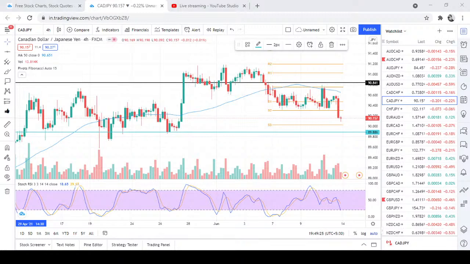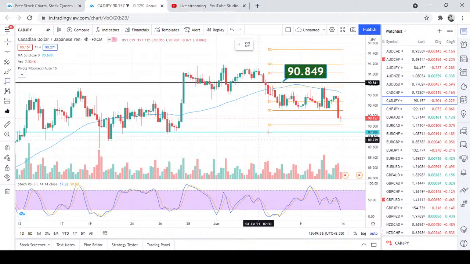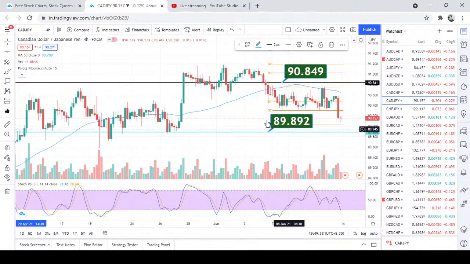So let me show you the figure here. This is the resistance level. This resistance level is important for you, and just keep a note of these two levels. And just remember, you do not need to trade in the middle.